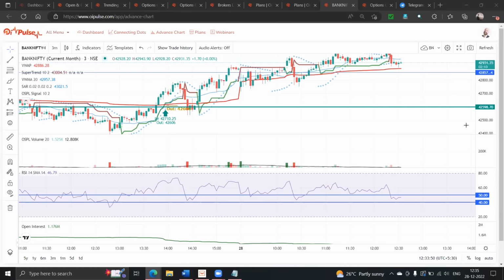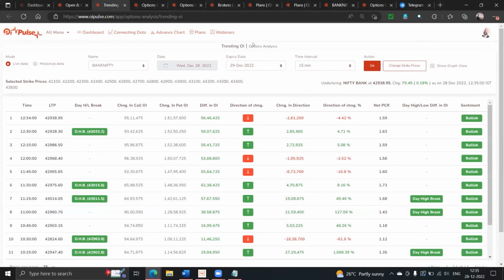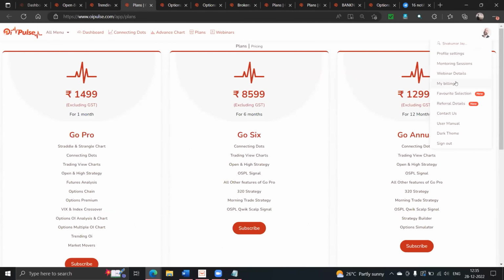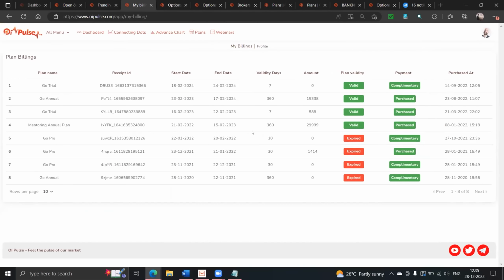What is the procedure to extend the membership of OIPL? Can I avail the discount? Ketan, you just need to keep buying it. You can go to the plans page and click on it. If you buy a plan today and then go into the plan billings page, you'll be able to see all your plans getting added. Based on your plan date, your existing plan will run. Once your existing plan expires, the new plan will kick start.